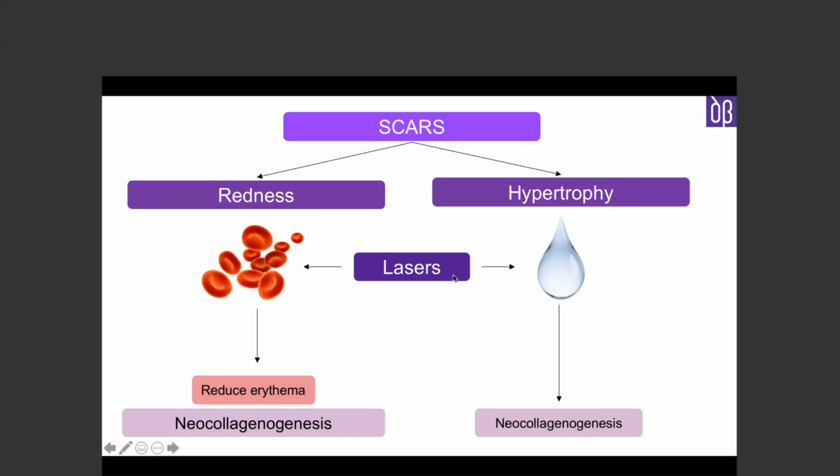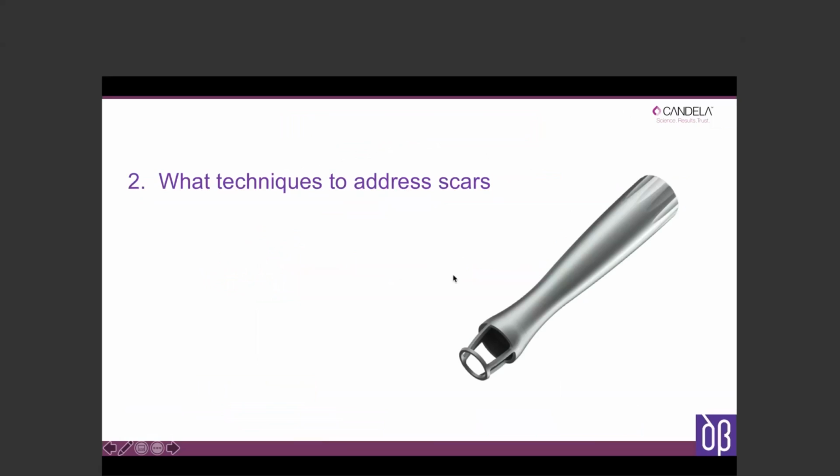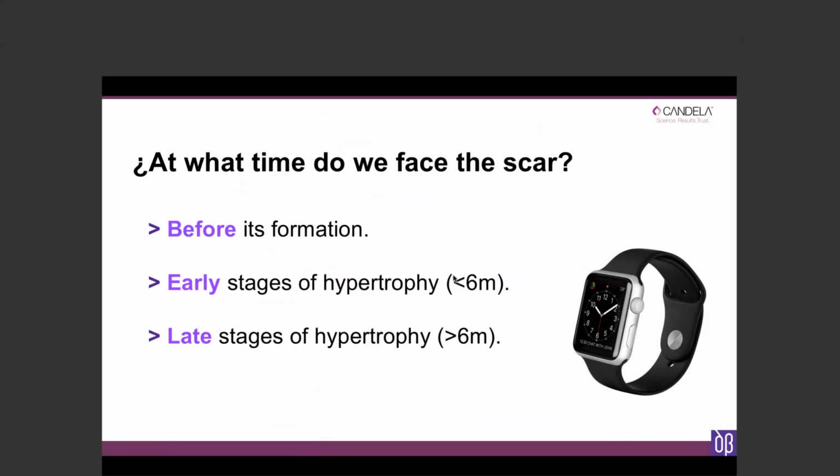So moving on, we're going to talk about what techniques to use to address scars. And it actually depends on at what time we face the scar, because it's different if it's done before its formation or in the early stages of hypertrophy, meaning before the first 6 months, or after these 6 months in the late stages of hypertrophy.